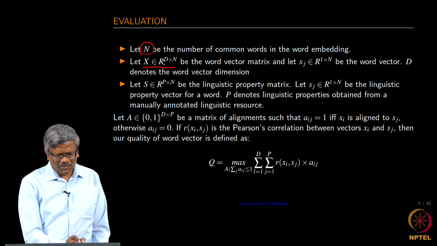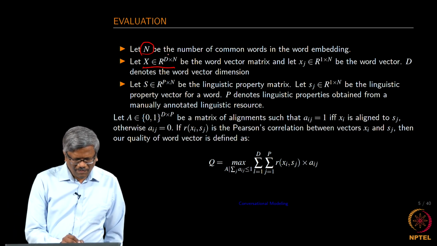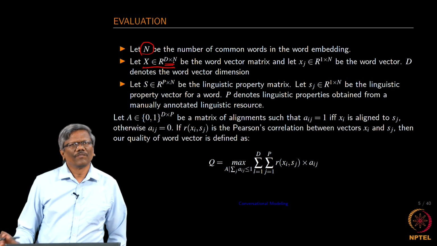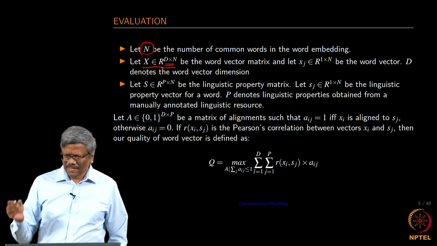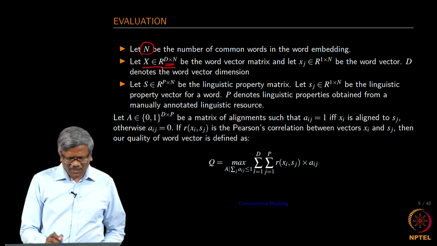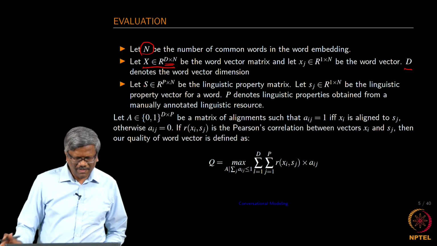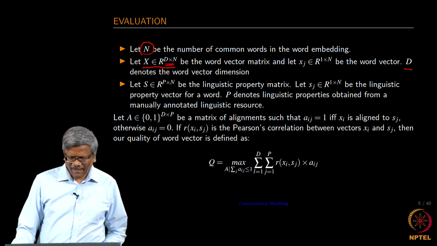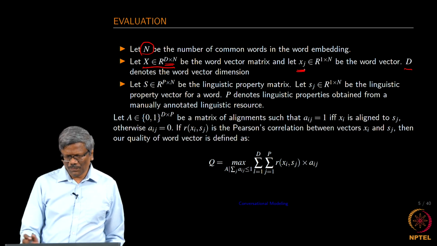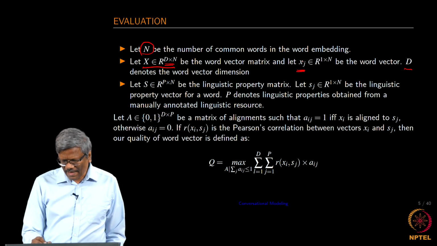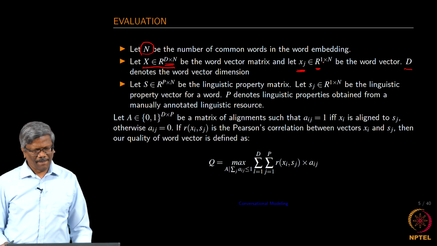And the next belongs to the space R^(d by n). It is a real space whose dimension is d by n, where d denotes the word vector dimension. For each word you have the vector in the same real space, and the number of columns is n.